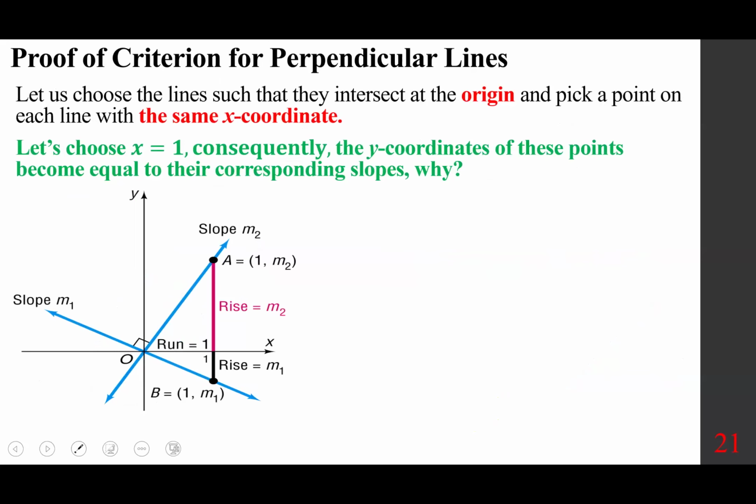A quick proof of that. Okay, let us choose the lines such that they intersect at the origin. We do it on purpose. And pick a point on each line with the same x coordinate. So if I draw a vertical line, this point and this point must have the same x coordinate. I hope you recognize that. Okay, everybody?